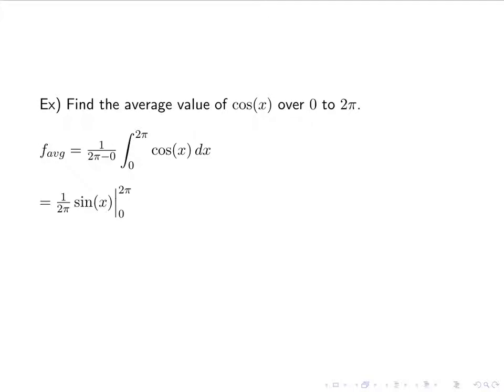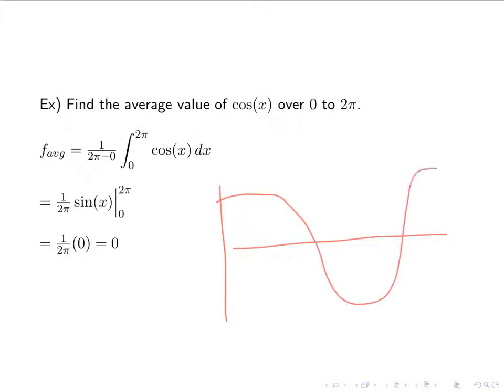Okay. So when we do it out, we should be getting 0 for both of them. Sine of 0 is 0, sine of 2 pi is also 0. So we end up with a 0. The average value of cosine of x is 0. And if we think about it, if we draw out cosine of x, we get something like that from 0 to 2 pi. So 2 pi is over here. If I average that out, the positives and the negatives kind of cancel each other out. And so my average is this guy right here.